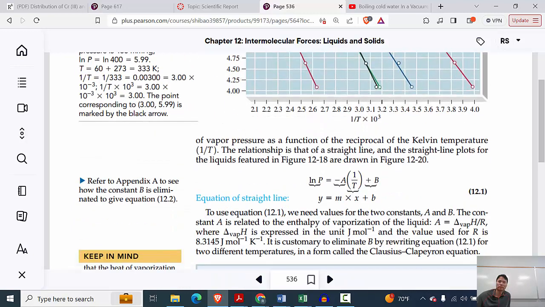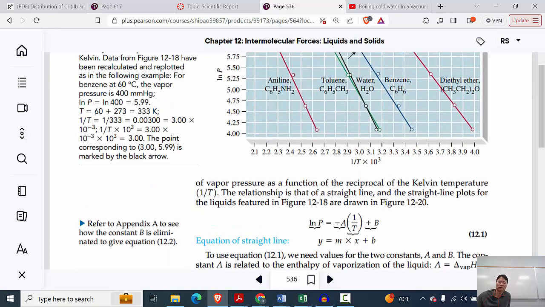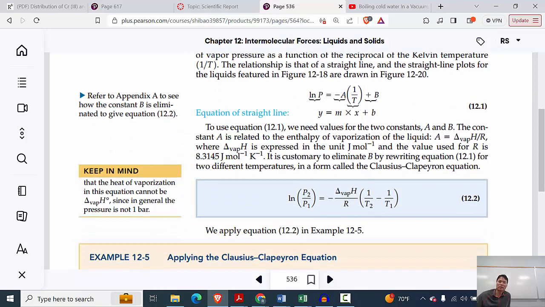And the slope here would be this delta H over R term. And so we can get delta H. This is the slope, delta H of vaporization over R. And then we have this one. This one we don't have to make any line. This one we can calculate. We can calculate the vapor pressure at any temperature.